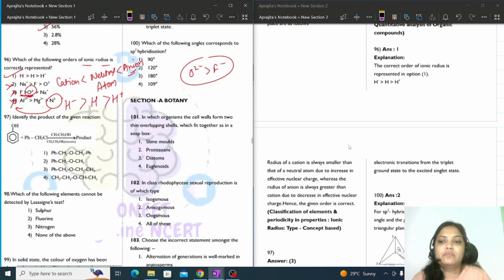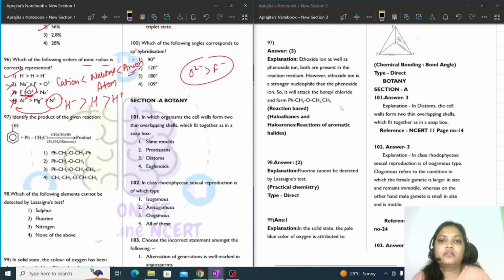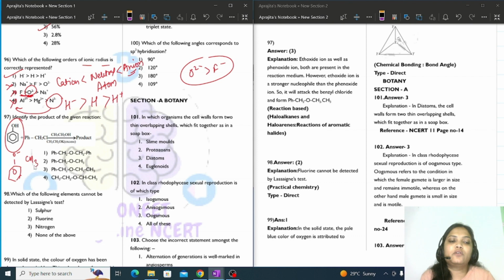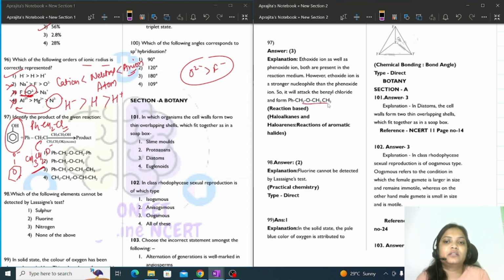Next, in question number 97, we have to find out the product. So in this reaction, both phenoxide and ethoxide would be present, but ethoxide is a stronger nucleophile than phenoxide ion, so it will attack the benzyl chloride, PhCH2Cl, to form PhCH2OCH2CH3. So the answer is option 3.